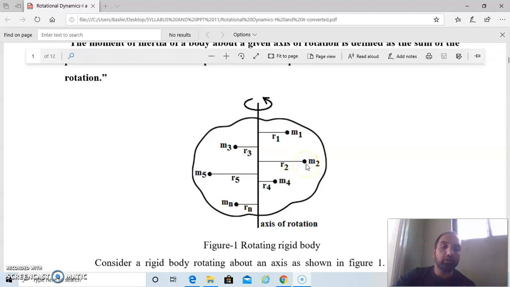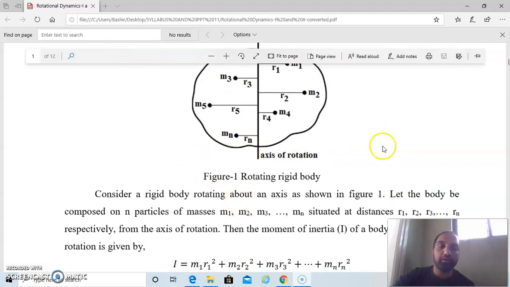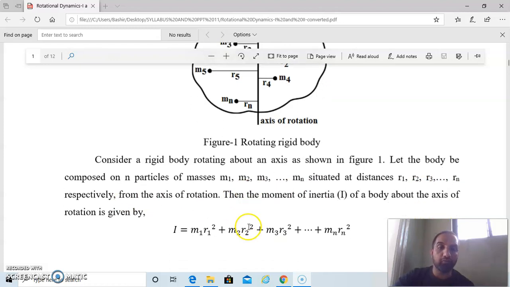The second particle has mass m2, and its distance from the axis of rotation is r2. The third has mass m3, and its distance from the axis of rotation is r3. Similarly, this is the nth particle whose mass is mn and whose distance from the axis of rotation is rn. So n number of particles are there, with masses m1, m2, m3 up to mn, and distances r1 to rn respectively from the axis of rotation.